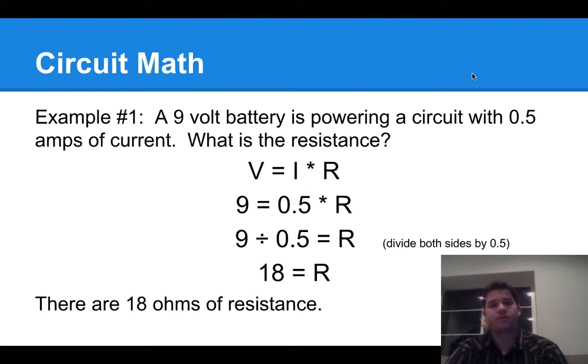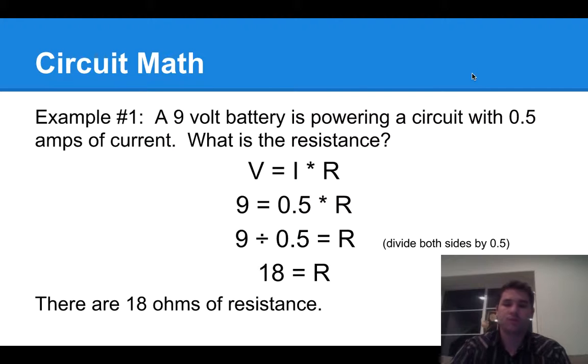Okay, we're always going to start out the problem like this. We're always going to write V equals I times R. Then we're going to substitute numbers in for what we already know. We know we have 9 volts. We know we have 0.5 amps of current. So we get 9 equals 0.5 times R.